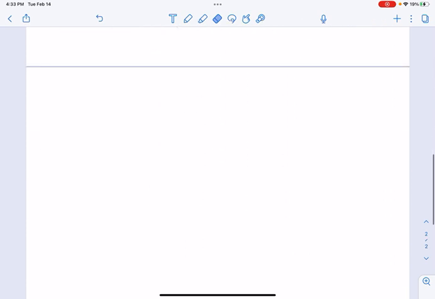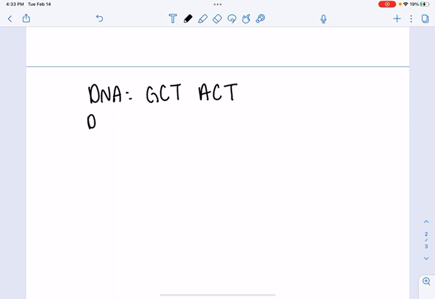So let's practice real quick. If I had the DNA strand, let me make up something real quick. All right, so let's say that's my DNA strand. If I wanted to translate it into regular DNA, if I was just making a copy of the original, G would turn into C, C would turn into G, T would turn into A, A would turn into T, C would turn into G, and T would turn into A.